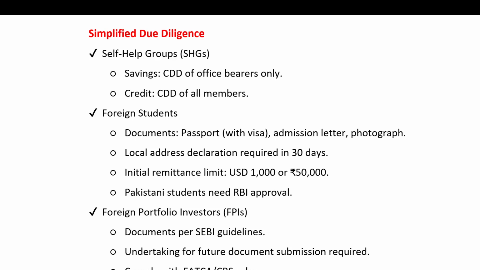Number one, self-help groups. Savings account. In a savings account, you do not need to do KYC of all the members. Customer due diligence of only office bearers is applicable, but for loan accounts, KYC has to be obtained for all the members. Say there is a self-help group of 10 people, they open a savings account and only two are office bearers. So only two office bearers' documents are required.